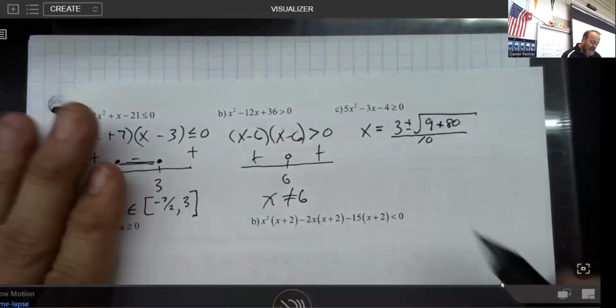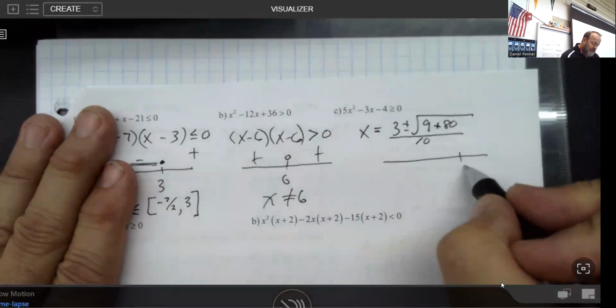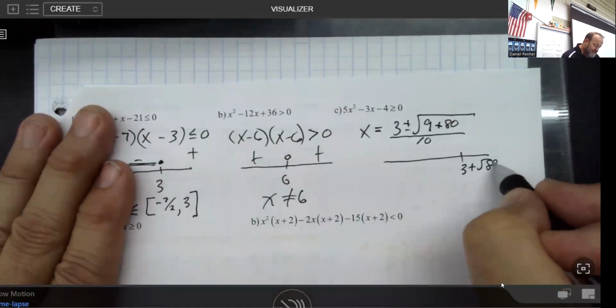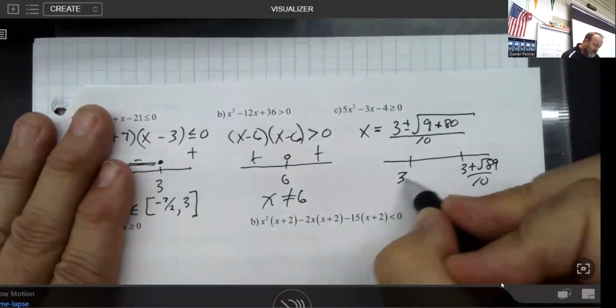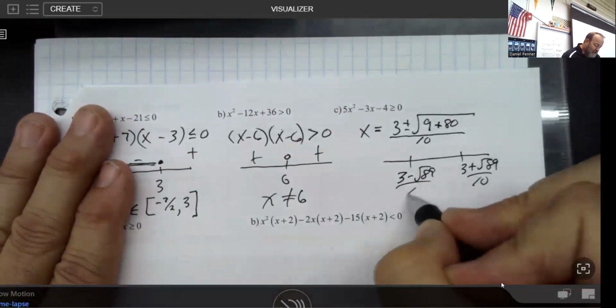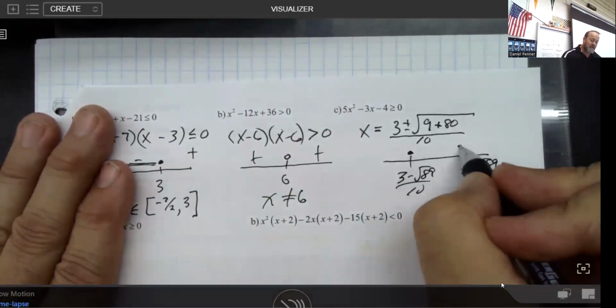So that means on my number line, I have 3 plus root 89 over 10. I have 3 minus root 89 over 10. Both of these are solid dots because we said we want those.